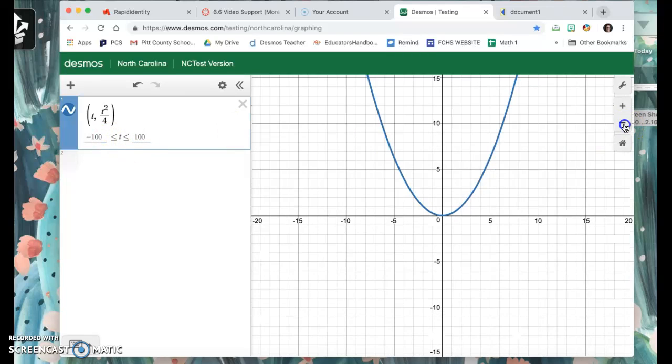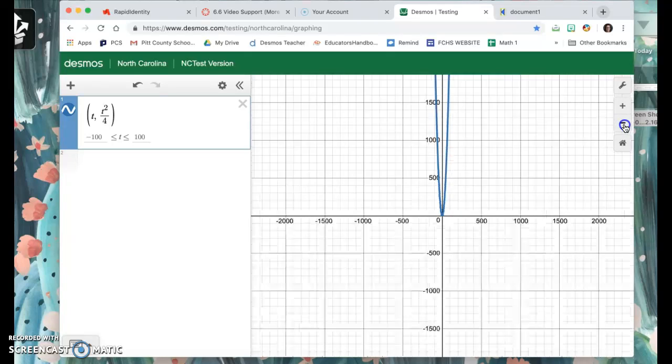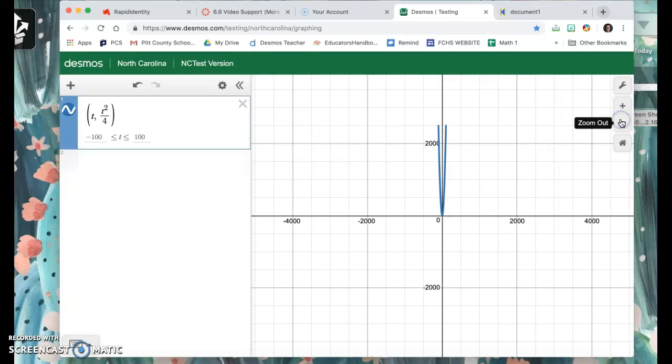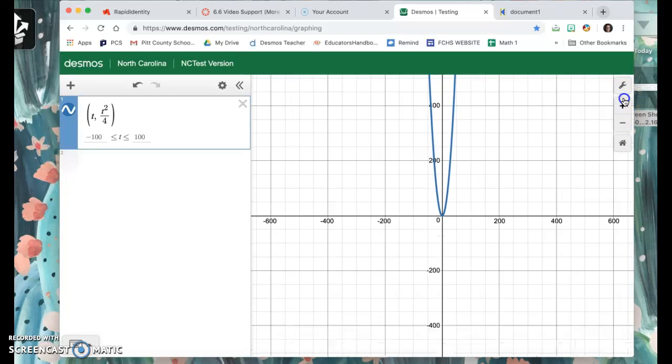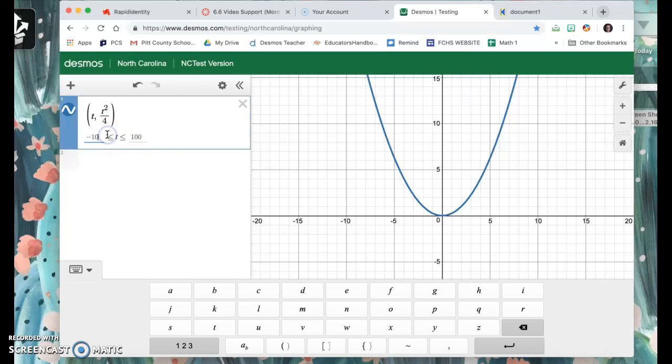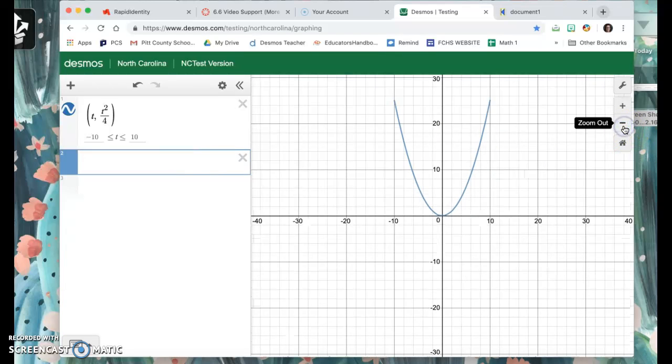Obviously, if I were to zoom out, it's only going to set these values for t between the values of 100. If I need to see more, then I can, but if I just want to see these values, from negative 10 to 10 or whatever it may be, you can set them the way that you want to look at it. So we can still see that from negative 10 to 10, it just does it between those values.